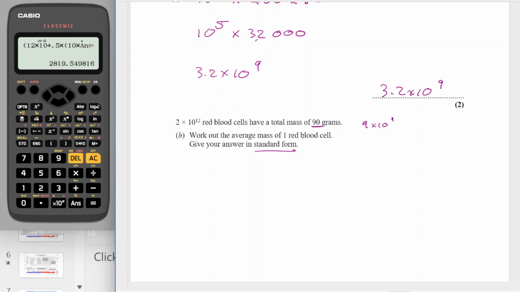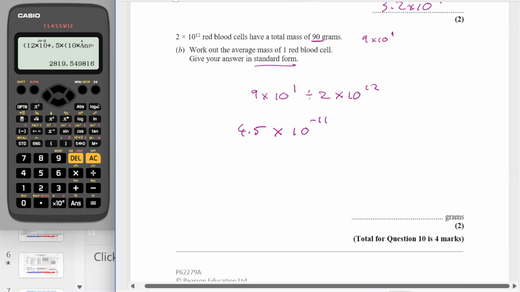So I want to work out the average mass of one red blood cell. So I want to do the total mass divided by the number of blood cells. So 9 divided by 2 is 4.5. And then my index part, 10 to the 1 divided by 10 to the 12 becomes 10 to the 1 minus 12. So it would be 10 to the minus 11. That's a nice standard form question.